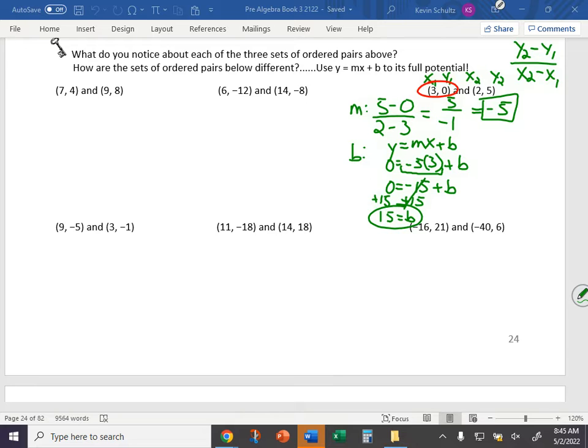We found slope. We found the y-intercept. Those are the two ingredients we need. Lexi: y equals -5x plus 15. Yes, if I could write it correctly. Y equals -5x plus 15.